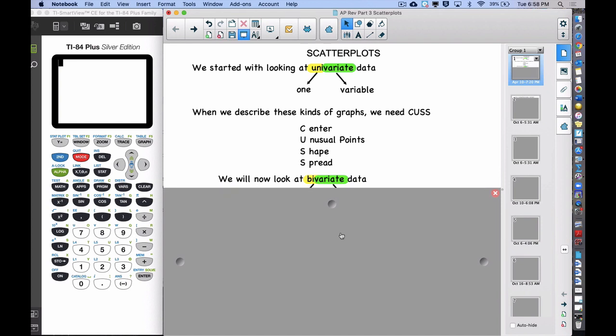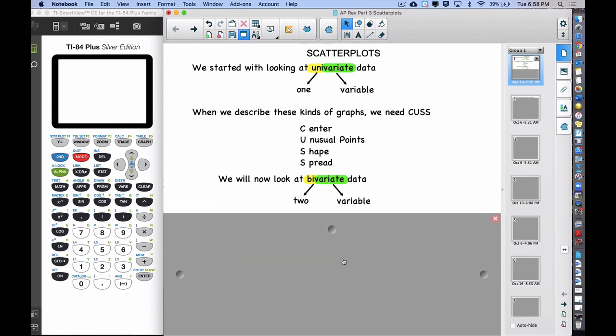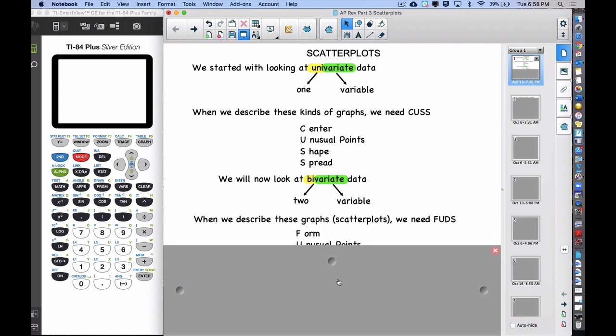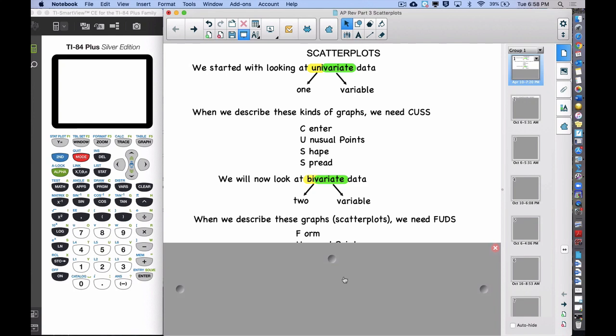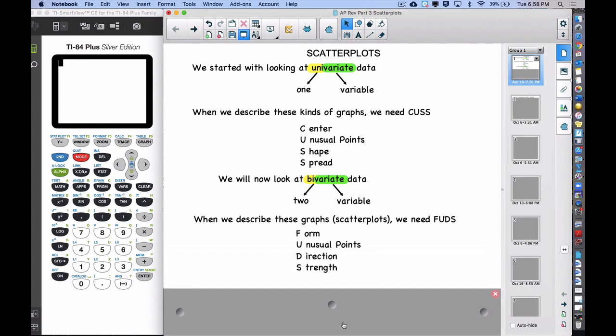Now, in this section, we're going to look at bivariate data. We're going to have two variables and we're looking at the relationship between them. And I don't just mean two lists of numbers. We can take two lists of numbers and make side-by-side box plots. But in this case, these two lists of numbers are related. They are connected in some fashion. When we describe these, we need FUDs. So when we describe scatter plots, we're going to look at form, unusual points, direction, and strength. And I'll go through a little more detail about that in a minute. But the difference between the two is FUDs is for scatter plots. CUS is for those one variable graphs: dot plots, histograms, stem plots, stuff like that.